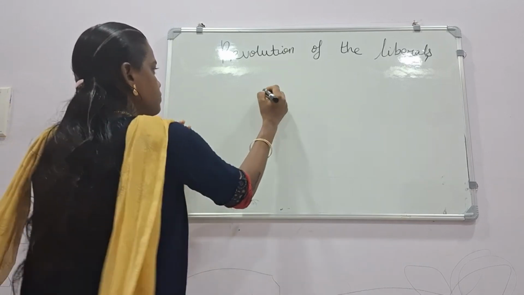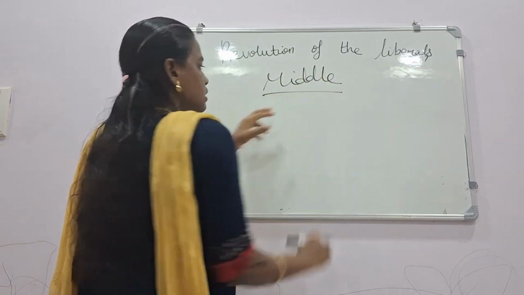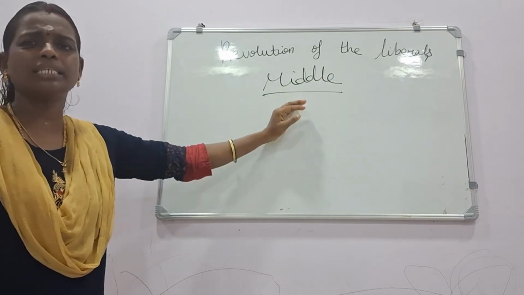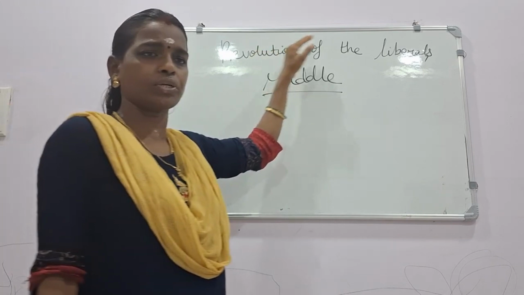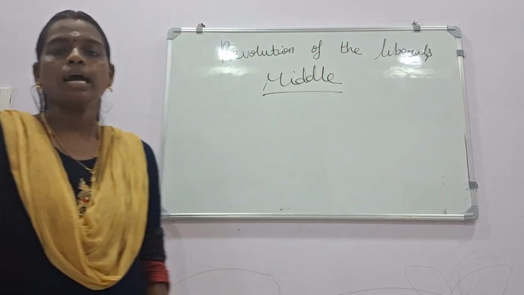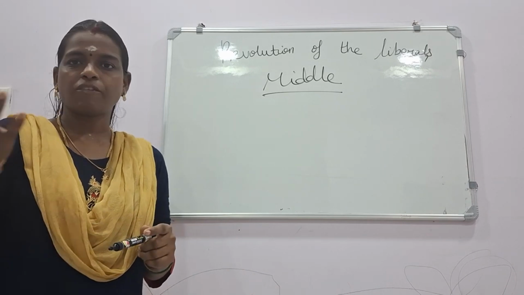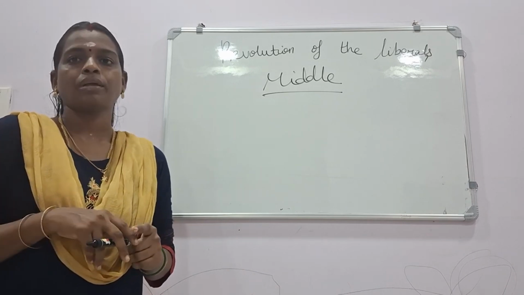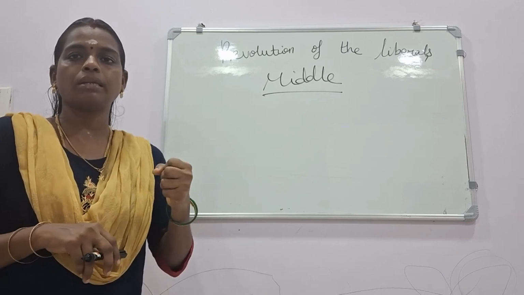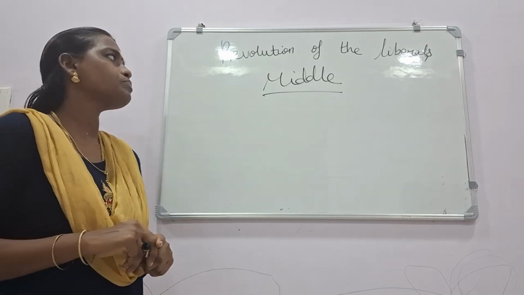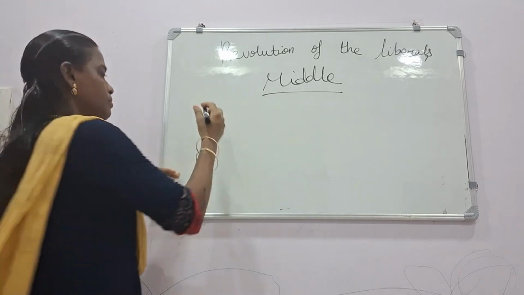So under this, middle class people led a revolt. That revolt is referred to as the revolution of the liberals. And who are the middle class people? Professionals, artisans, workers. These are the kinds of people considered as middle class people. And let's see what they demanded.